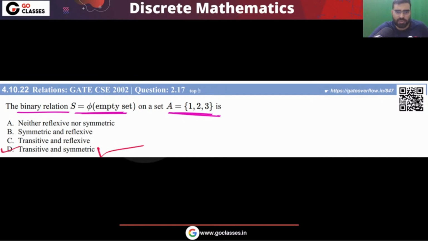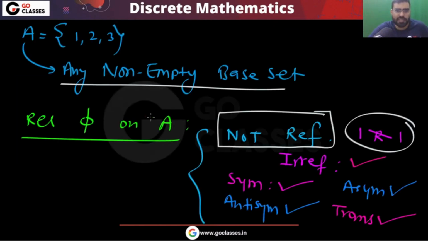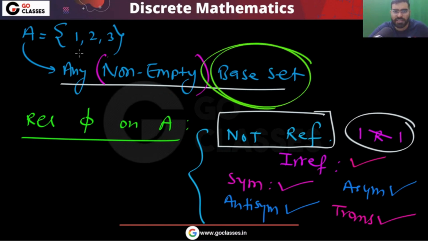So this is a simple question: if you have an empty relation on a non-empty set, by default your base set is always non-empty. Remember, the base set on which you are defining the relation is by default always non-empty. As I told you, the domain is always non-empty by default. Whether you study mathematical logic, first order logic, or set theory, the domain on which you are defining the relation, that base set, is always by default non-empty.